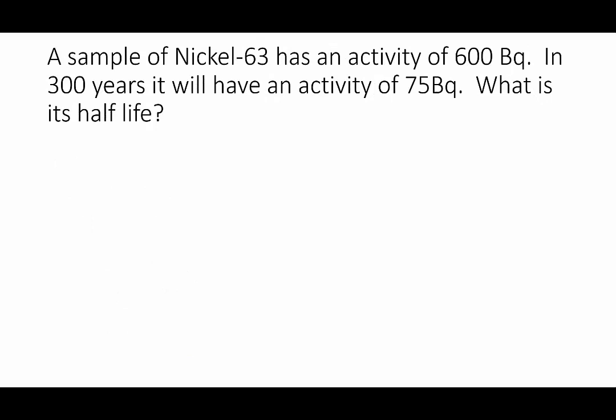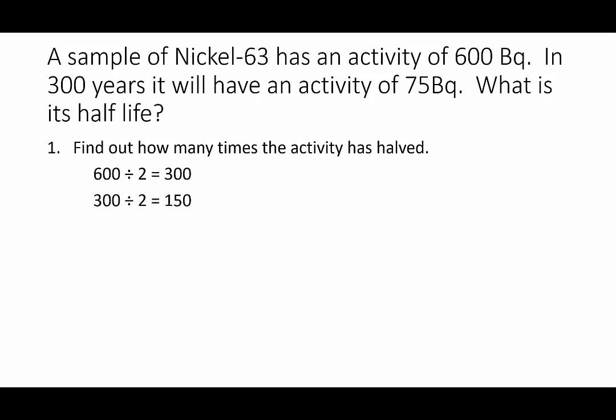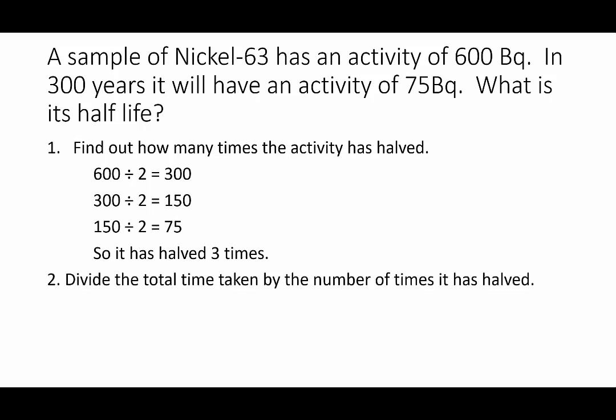Another type of question we might get, looking at a sample and being told the activity now and in the future, and then working out the half-life from that. So what we need to do is kind of like the reverse process with these questions. We're going to start by working out how many times it's halved. So in this case, we're going from 600 down to 300 to 150 and then to 75. So that's halved 3 times. So 3 half-lives have passed. We know that the total time for that was 300 years. So 300 divided by 3 gives us a half-life of 100 years.